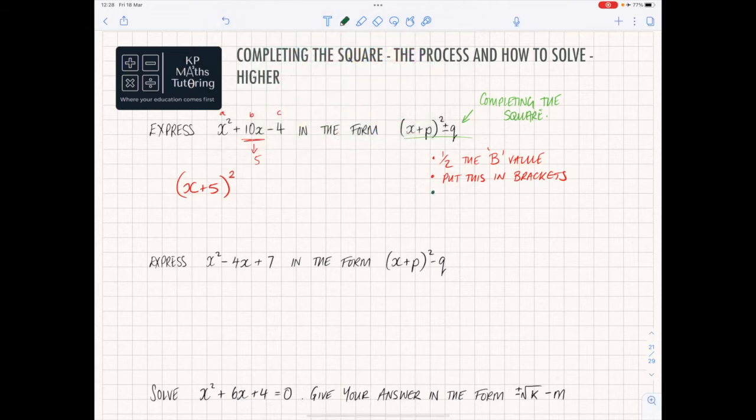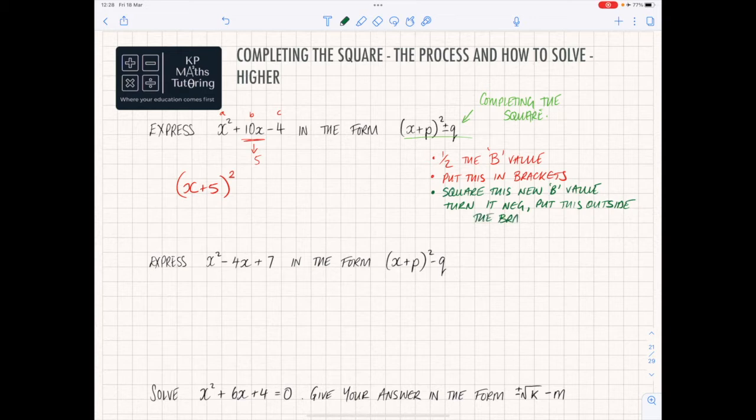What you then do is you square this new B value. So this new B value is 5. So I square 5, you turn it negative, and it's always negative. Even if it was a minus 5 in the brackets, you still turn it negative. So 5 squared is 25. I then turn it negative, becomes minus 25, and put this outside the brackets.